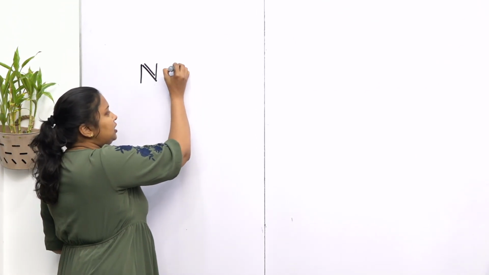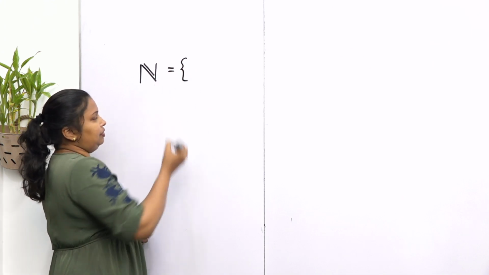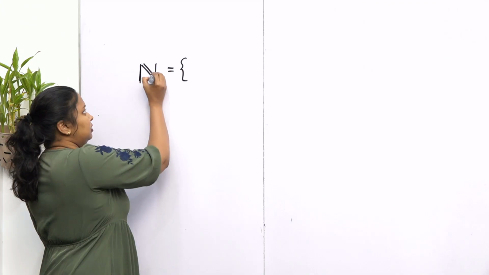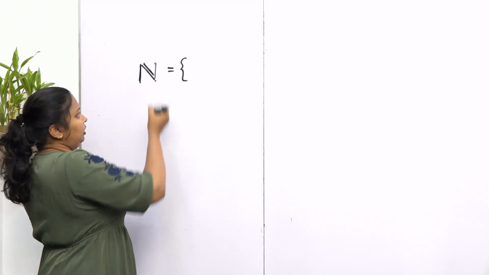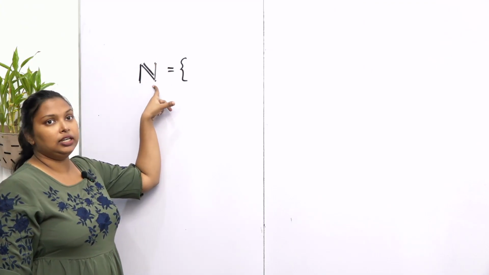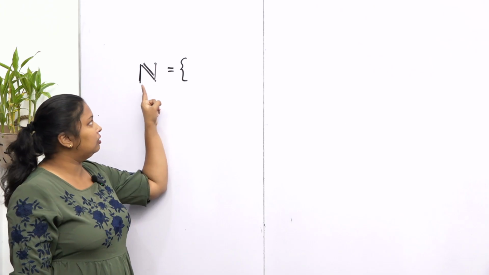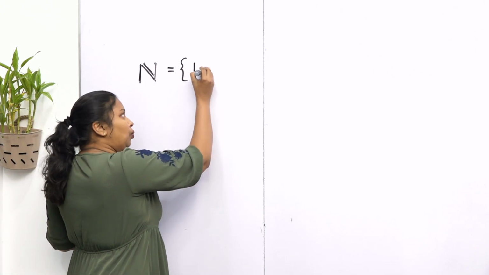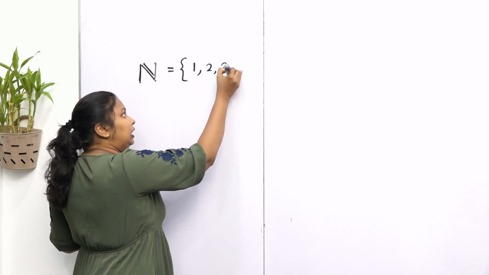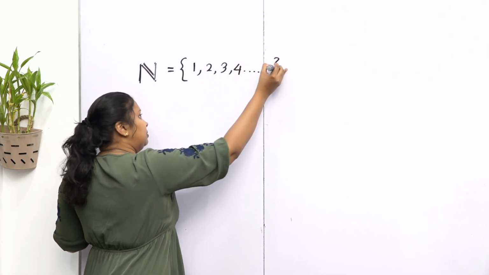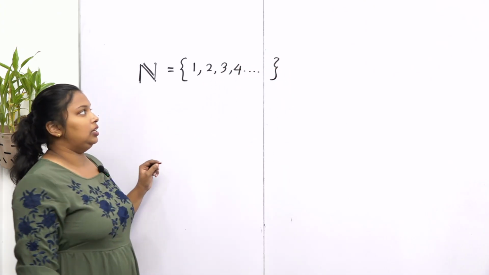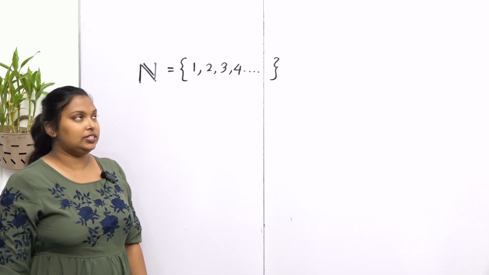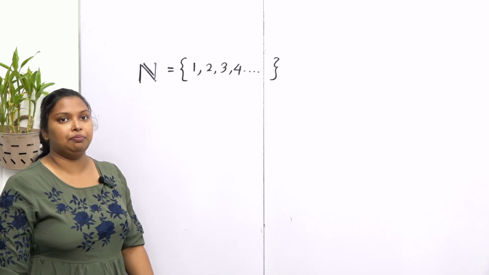So what is the natural number set? Yes, we represent it using this N. We have to write it. So this is the way to represent the natural number set. So I can write it as 1, 2, 3, 4. These are the elements in the natural number set. 4, 5, 6, 7, 8, 9, 10, like that. Okay, so that is the first one, natural number set.